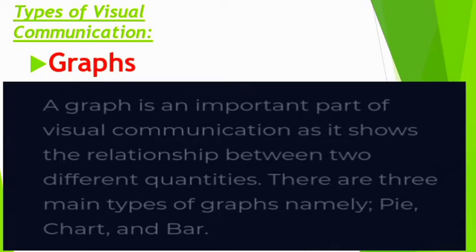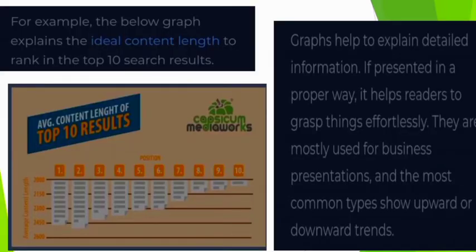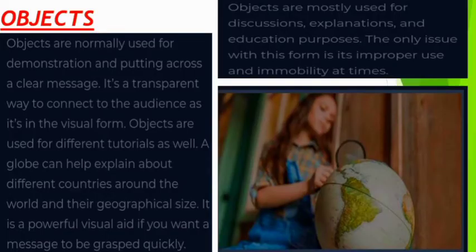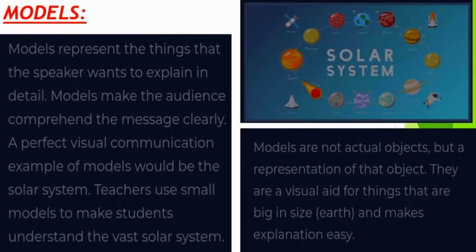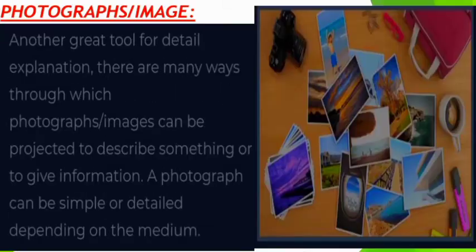Graphs. Graphs are an important part of visual communication. They show the relationship between two different quantities. It helps the reader to grasp things effortlessly. Objects. Objects are used for demonstrations, discussions, explanations, and mostly for educational purposes. Maps. When we need to search for places, maps always come in handy. Models. Models are used to explain things in detail.